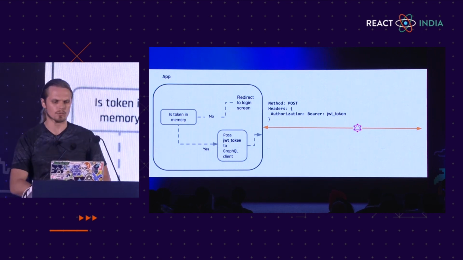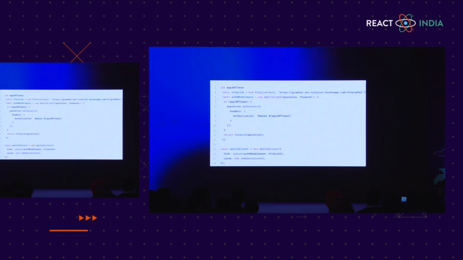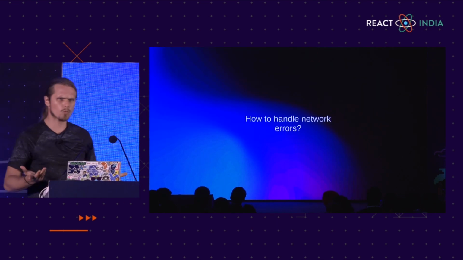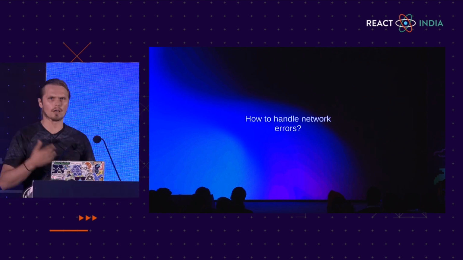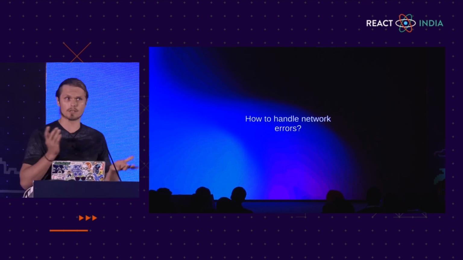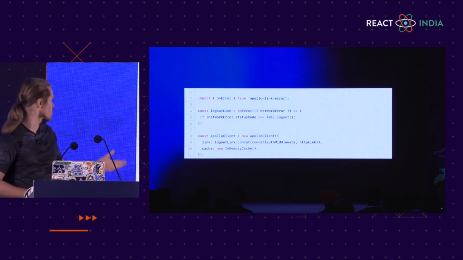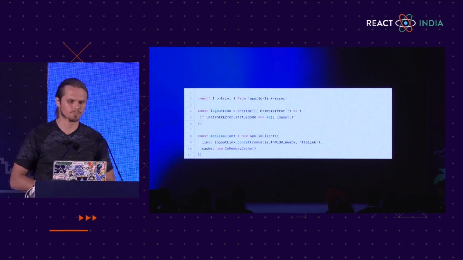Everything is passed to my GraphQL client. I define my Apollo client, passing the authorization bearer token that I got. So far, everything is good, everything is working. What about errors? What if I have network error and JWT is invalid? It has its expiry date, right? So we just use onError from Apollo link error, and it just works.